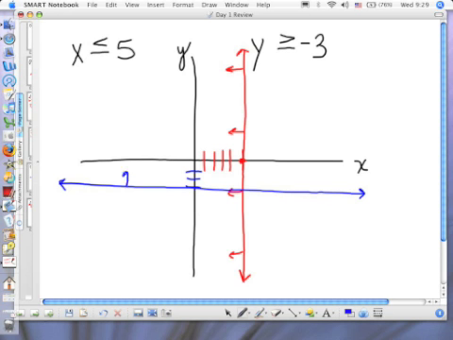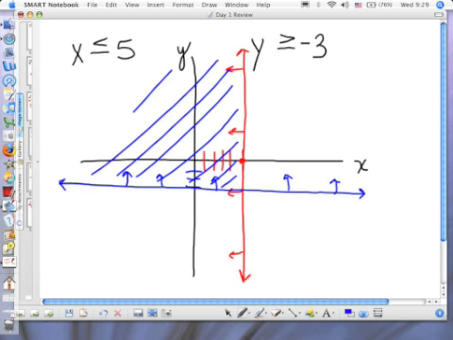All right, now the red and blue lines have created 4 new regions. Which one has the arrows pointing toward each other? Top left. So here's where your shading would occur. Okay?